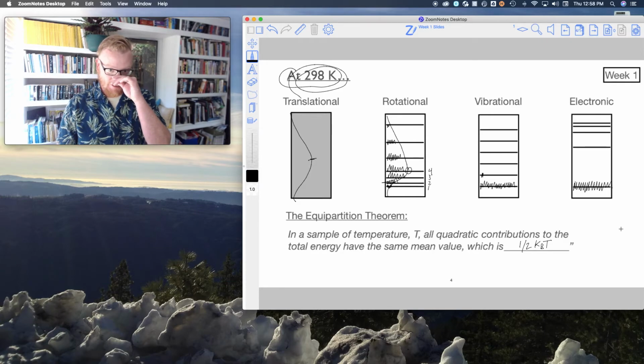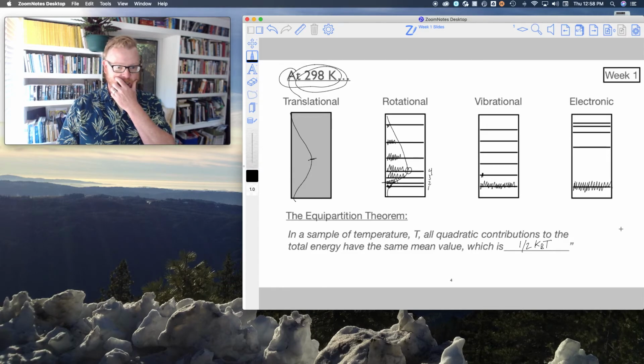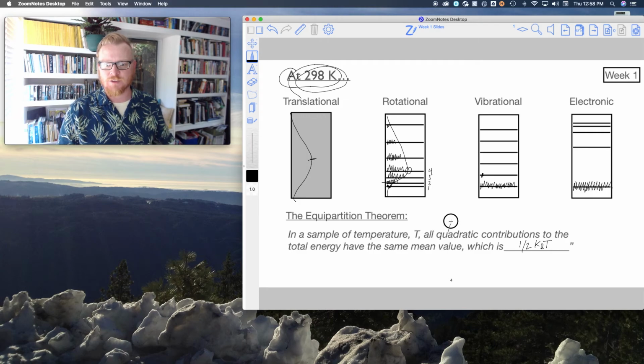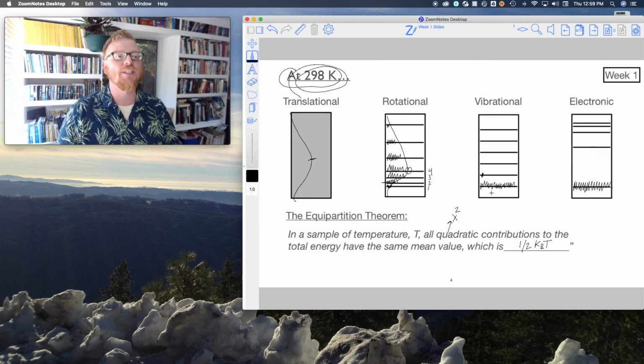Okay, so I'll say this again. In a sample of temperature T, whatever the temperature is, T for the generic temperature, all quadratic contributions, so something raised to the square, whatever that parameter is, we'll see what that quadratic is, all quadratic contributions to the total energy have the same mean value, which is 1/2 times Boltzmann's constant times temperature. Okay, this is a rather obscure theorem, but we're going to prove in several different ways this week and next that this theorem is a really good one.